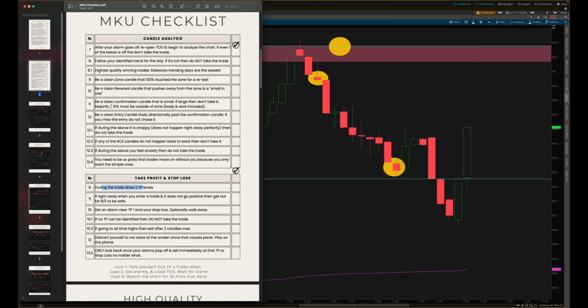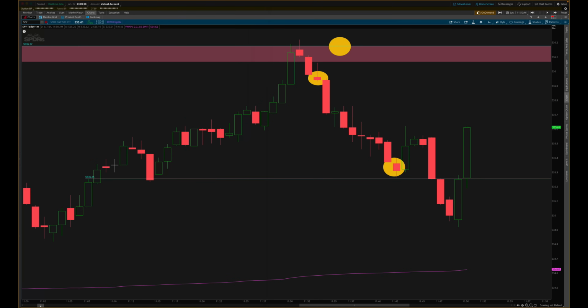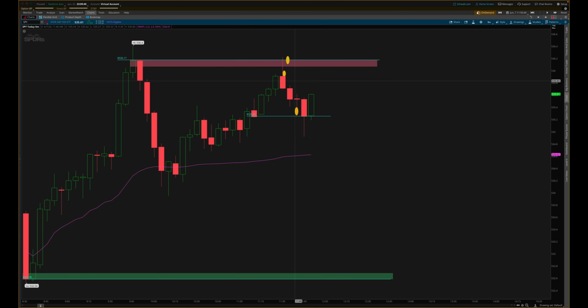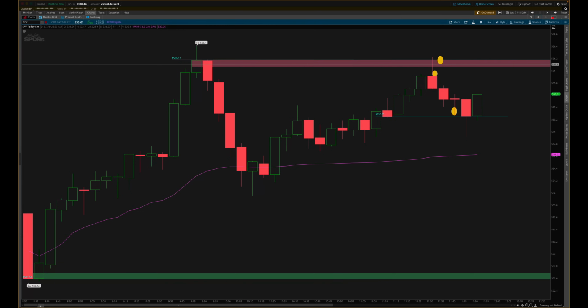During the trade, draw two take profit levels. The way you're going to do that is you're going to go over here, to the 5 minute chart, and I'll zoom in a little bit for you. So we entered here, FYI, on the 1 minute chart. So we're going to need to go ahead and draw take profit levels.